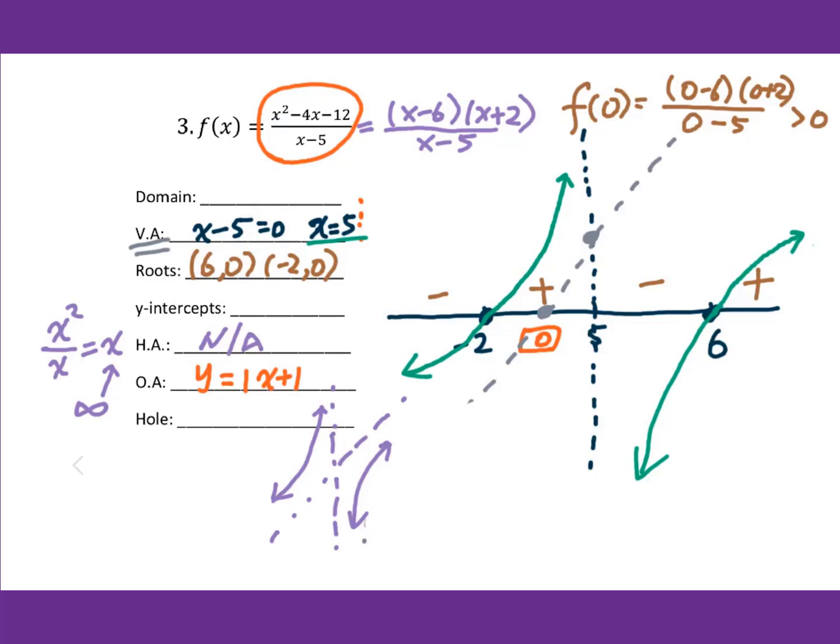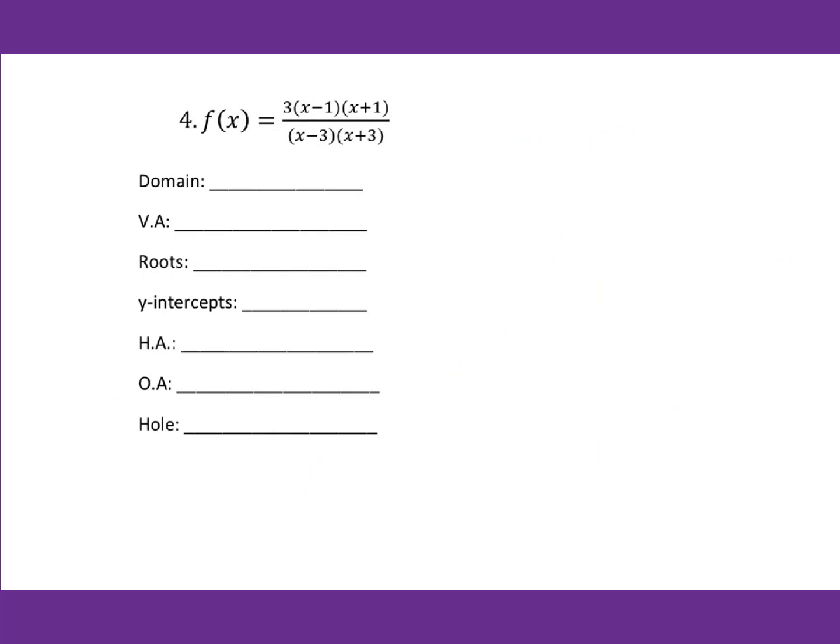Positive means above the number line, negative means below the number line. Now for number 4, vertical asymptote line, you will make the denominator equal 0. Therefore, we got x equals 3 and x equals -3. This is a vertical asymptote line. For roots, we will make the numerator equal 0. Therefore, we got (-1, 0) and (1, 0).